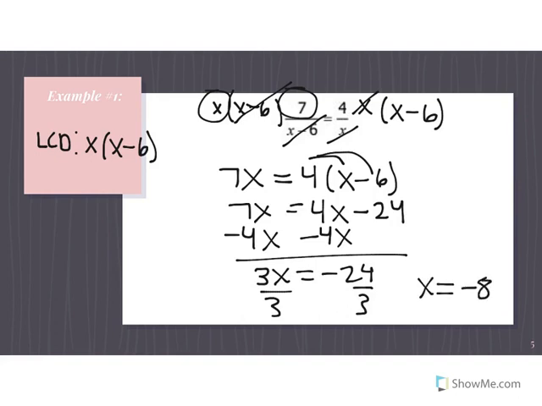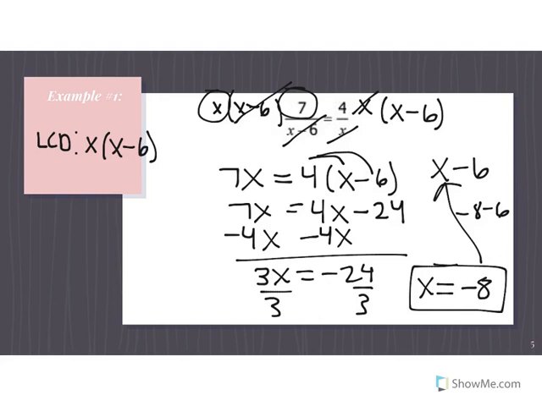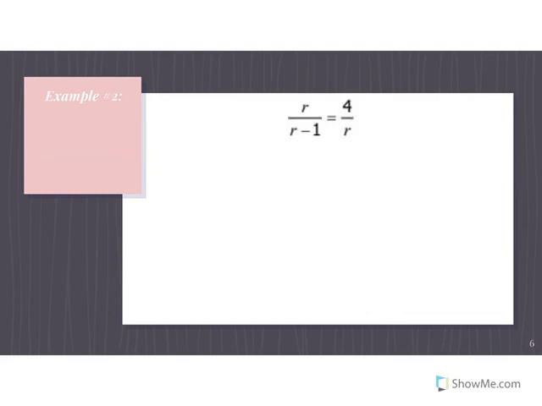Okay. We aren't done just yet. We want to make sure that if we plug the negative 8 into our original equation, so if I plug in that negative 8 into x minus 6, well, negative 8 minus 6 definitely does not equal 0. So we actually do have x equals negative 8 as our actual solution.